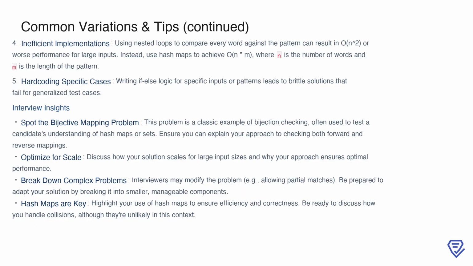From an interview perspective, this problem is an excellent opportunity to demonstrate your understanding of bijective mappings and the use of hash maps or sets. Be sure to clearly explain how you check both the forward and reverse mappings. Additionally, discuss how your solution scales with larger inputs and why your approach is efficient. If the interviewer modifies the problem, like introducing partial matches, show that you can break the problem into smaller, solvable parts. Finally, hash maps are a critical tool here, so be ready to explain their role in your solution, even though handling collisions isn't a concern in this specific context.